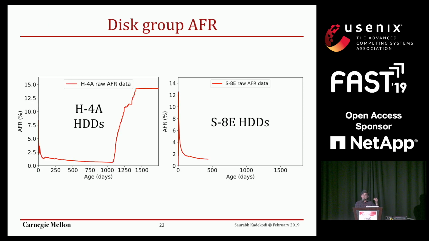So among the 6 disk groups, I'm going to be talking only about 2 disk groups for the purpose of evaluation right now, H4A disks and S8E disks. For H4A disks, you can see all 3 phases of the bathtub curve clearly demarcated: infant mortality, useful life, and the wear out stage. But for S8E disks, you can only see infant mortality and part of useful life. And that's because these disks are young, they're installed late, and they're yet to see their old age.